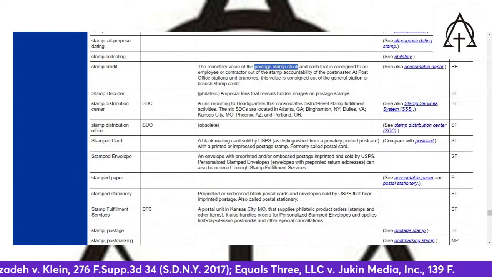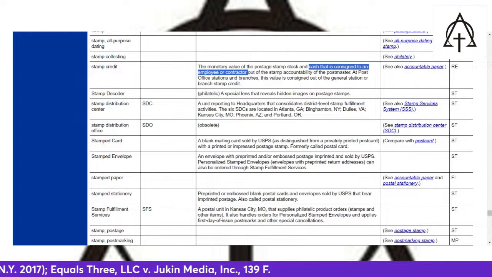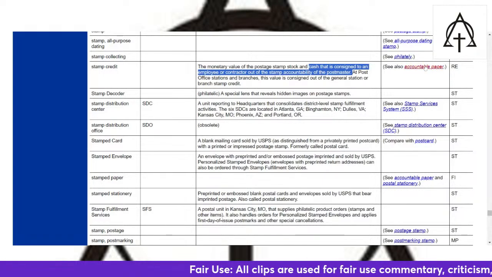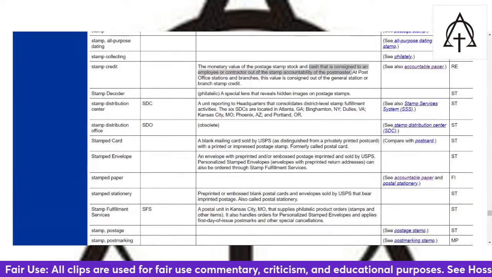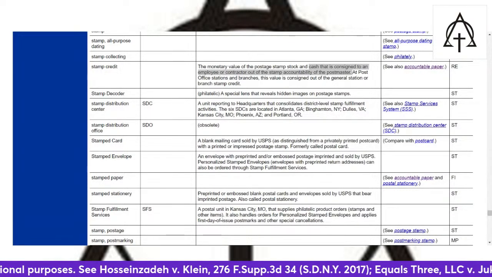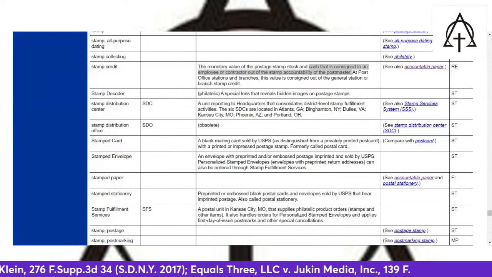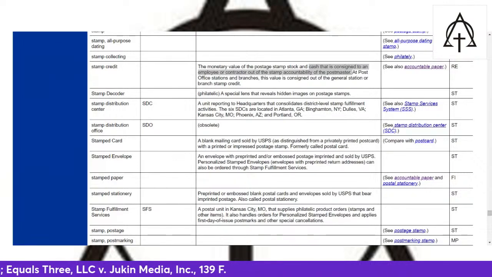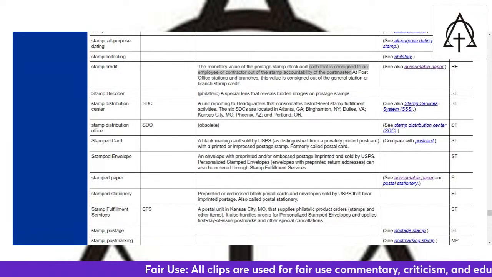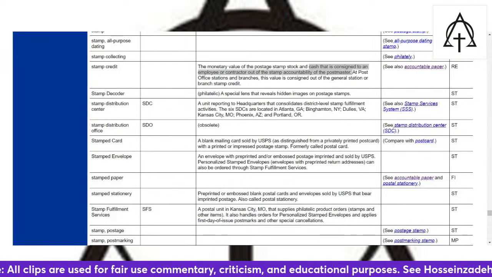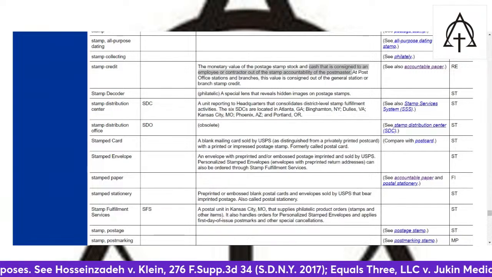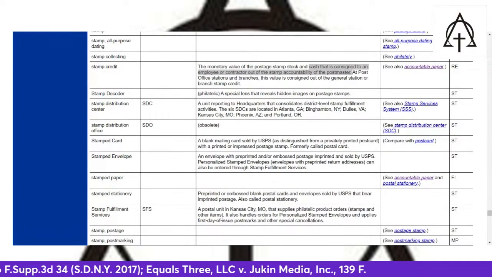Postage stamp stock and cash that is consigned to an employee or a contractor out of the stamp accountability of the postmaster, accountable paper. Accountable paper. Paper in a postal facility that holds monetary value and must be accounted for, including postage stock, international reply coupons, migratory bird hunting and conservation stamps, philatelic products, blank postal money order forms, and items awaiting destruction.